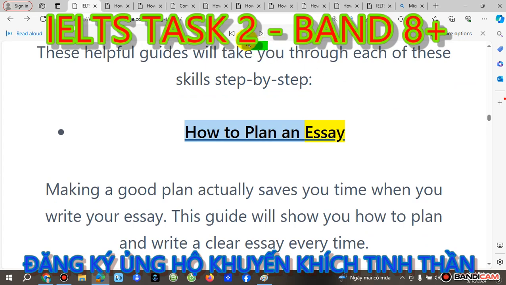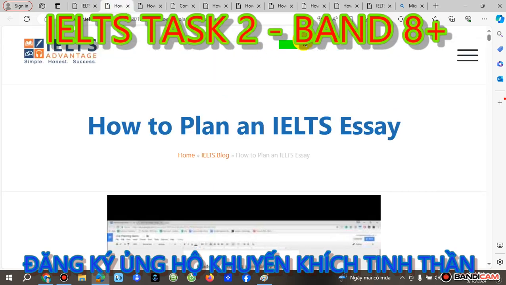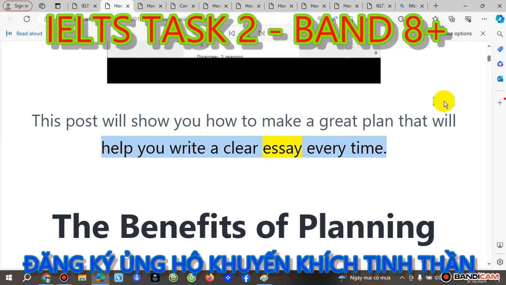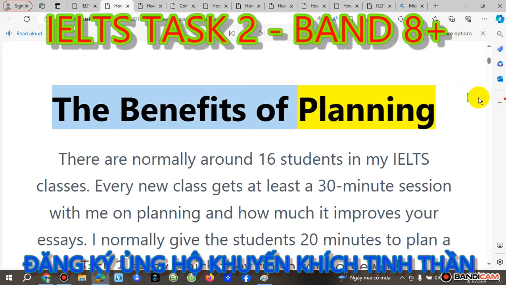How to plan an essay. This post will show you how to make a great plan that will help you write a clear essay every time.